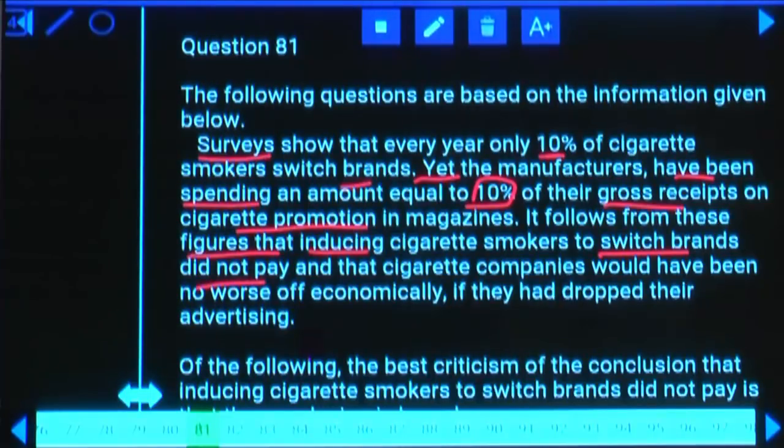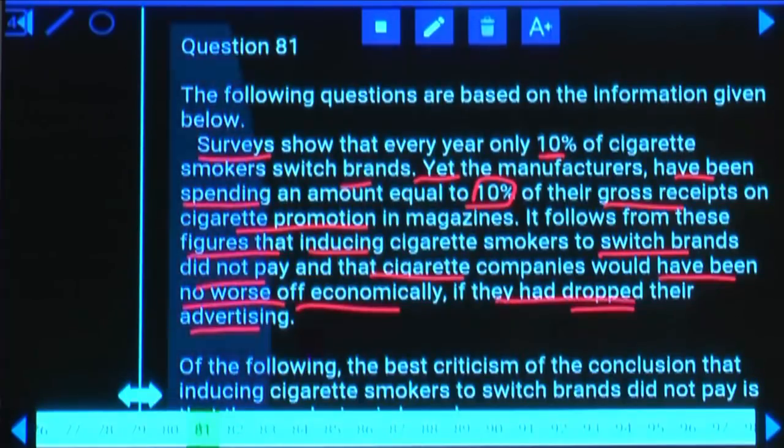Why is it not going to pay? Because only a few persons are switching brand to brand, and that cigarette companies would have been no worse off economically if they had dropped their advertising. What do you mean by the last statement? Cigarette companies would have been no worse off economically. That means if they were not advertising, they are not losing anything by this, isn't it? If they had dropped their advertising, means if they stopped their advertisement.